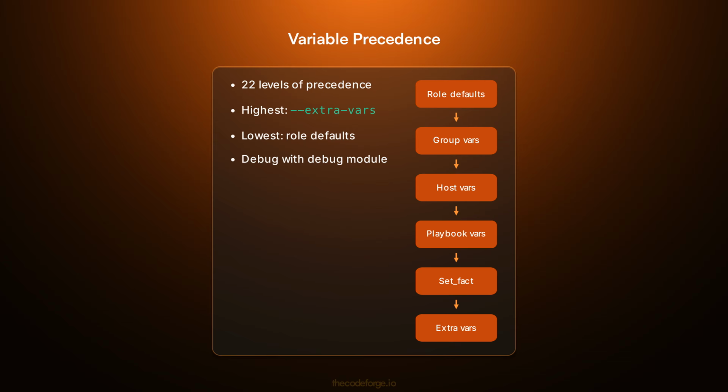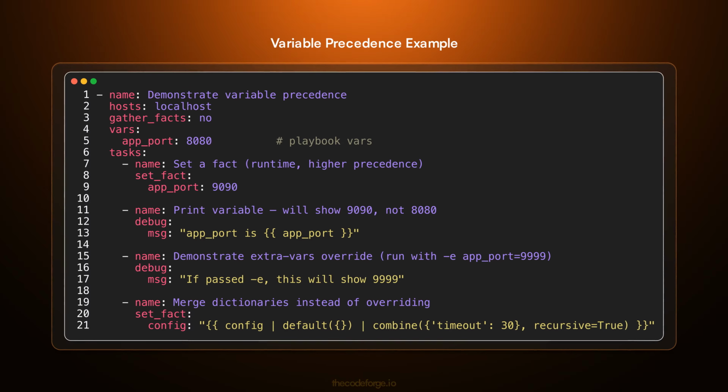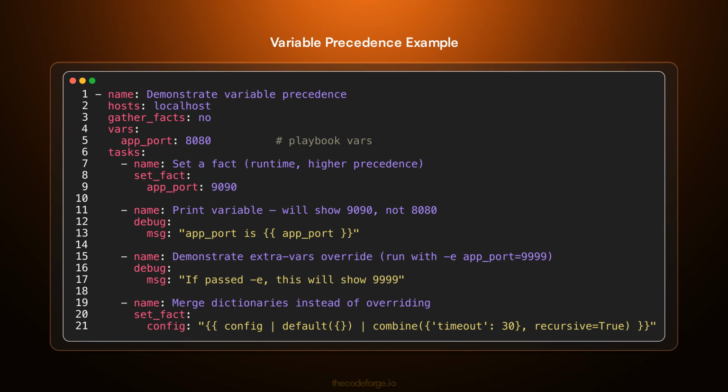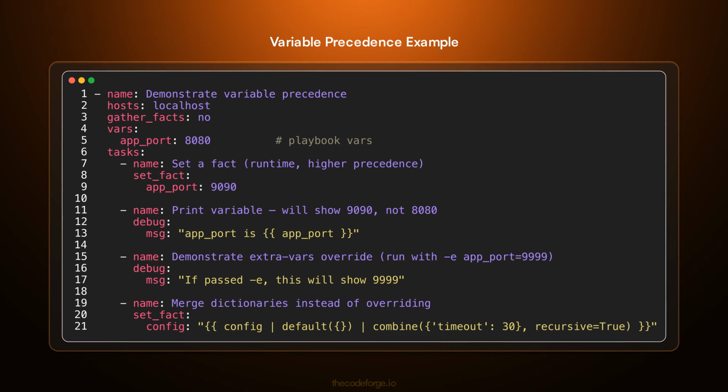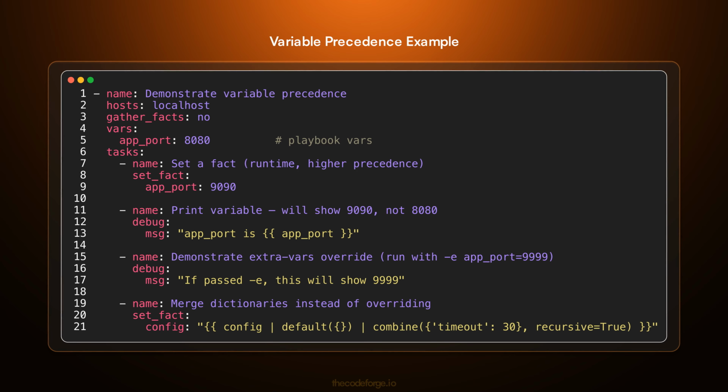Use the debug module to print variable values at runtime. This example shows precedence in action. The playbook sets app_port to 8080, but set_fact overrides it to 9090. If you pass -e app_port=9999, that wins.